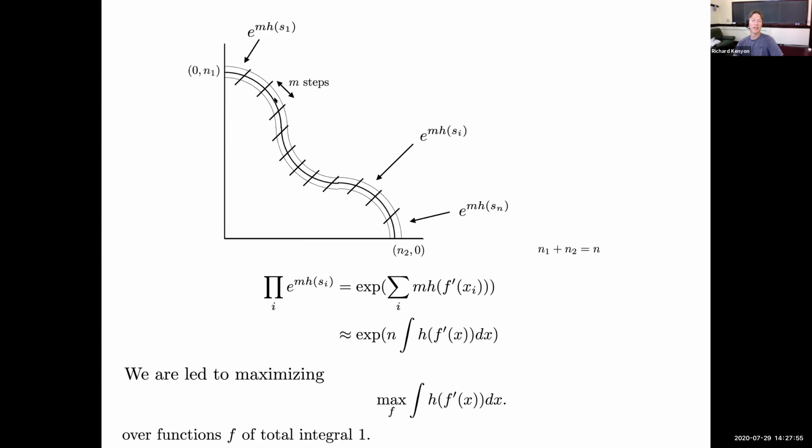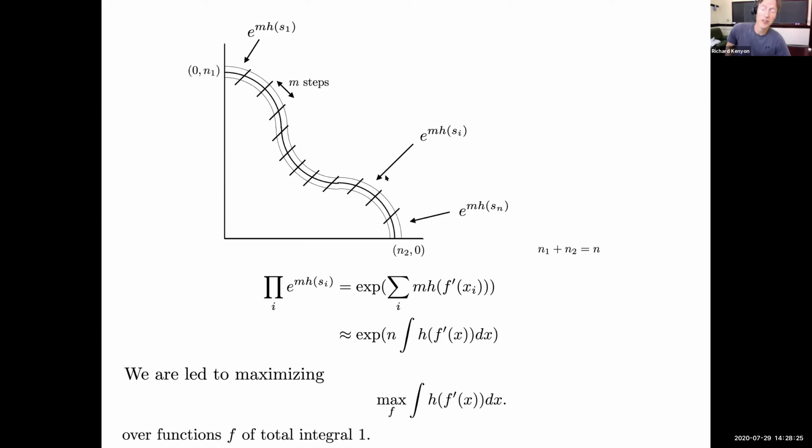partitions which lie near the curve on each piece by this binomial coefficient, which is e to the m times the corresponding Shannon entropy h of s, where s is the local slope, right? So on the ith piece here, there's a certain slope s sub i, and the number of different pictures that I see in that location is roughly e to the m h of s_i.